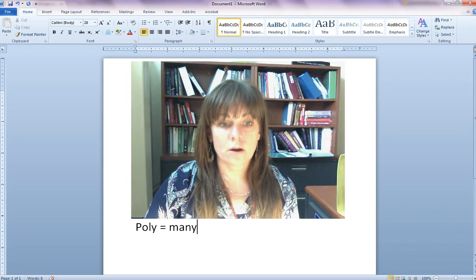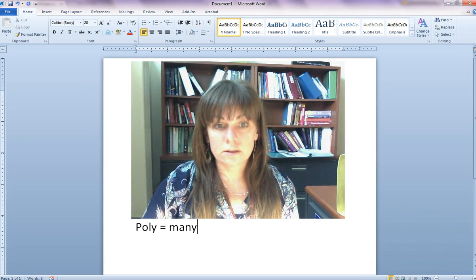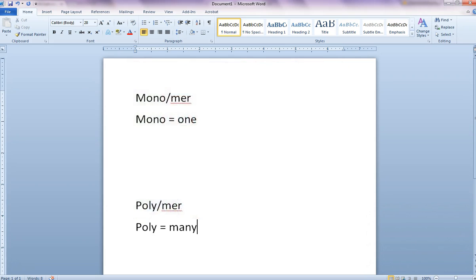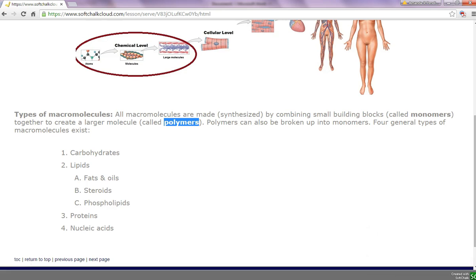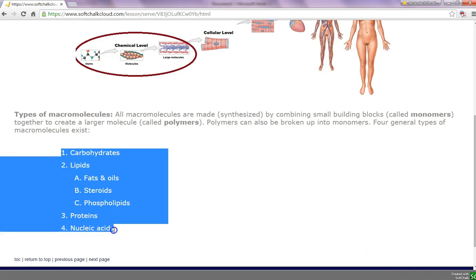Okay, so those are the principles that I wanted you to know for macromolecules, and the next video clips will go into each of these individual types.